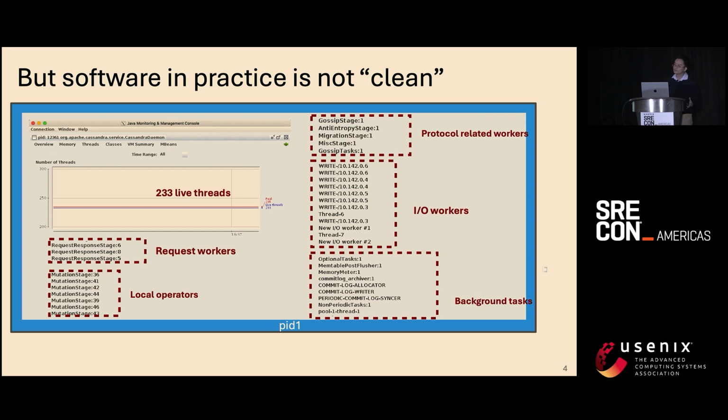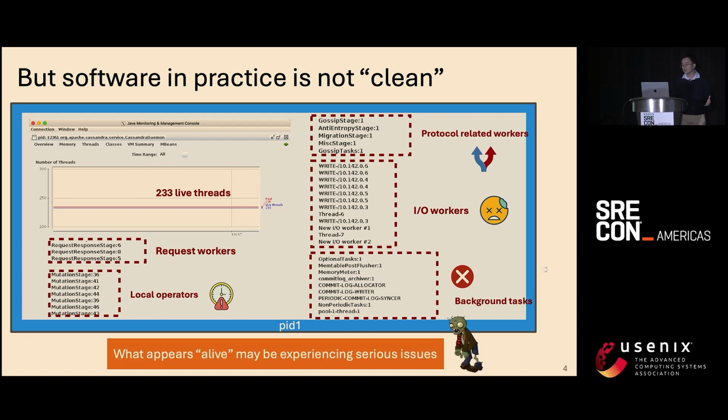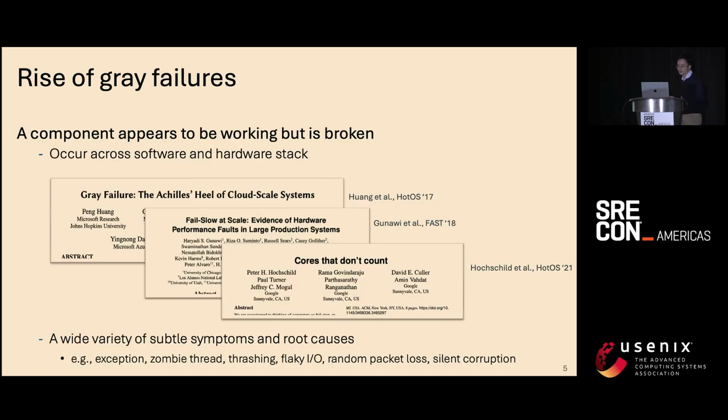Software today is much more complex than a process that's sending or receiving messages. For example, a Cassandra process could have more than 200 live threads at runtime, responsible for handling different requests and running many different background tasks, and each of them can experience faults. As a result, a process might appear alive, but is actually broken. And this is essentially the problem of gray failures.